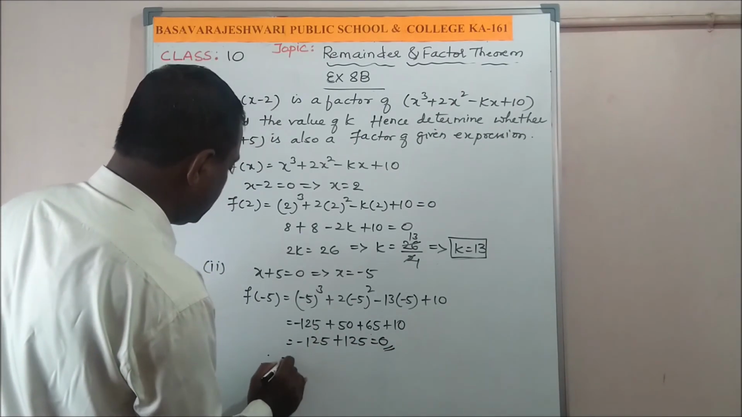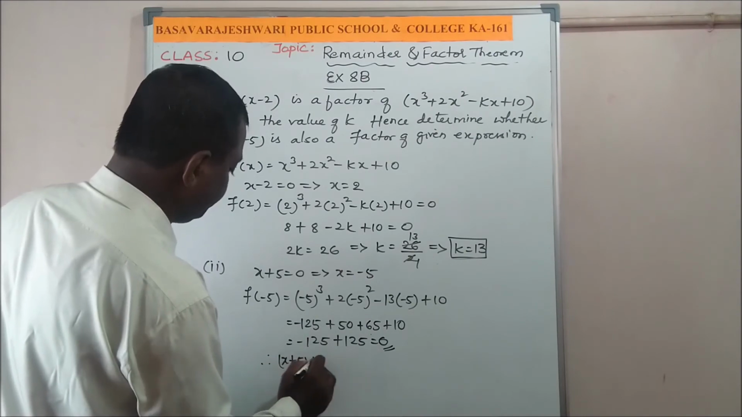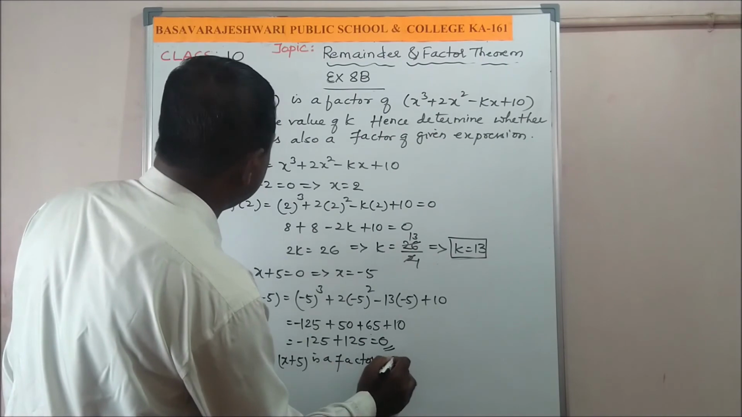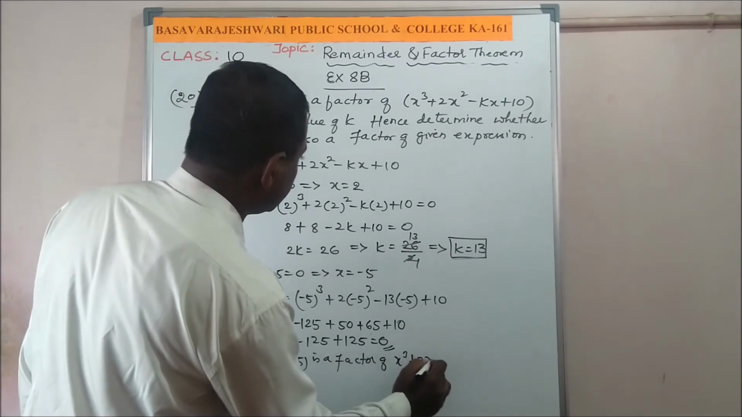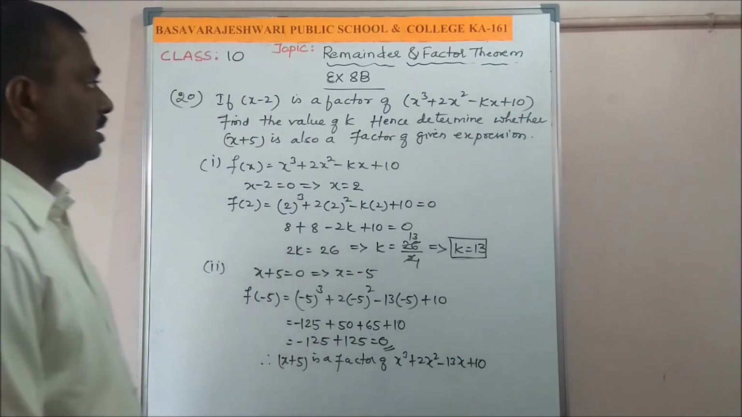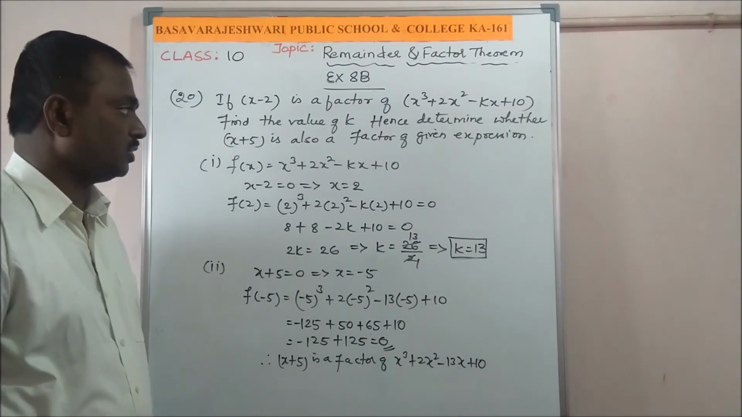Therefore, what we can say? x plus 5 is a factor of x cube plus 2x square minus 13x plus 10. So this is the 20th sum. Note down.